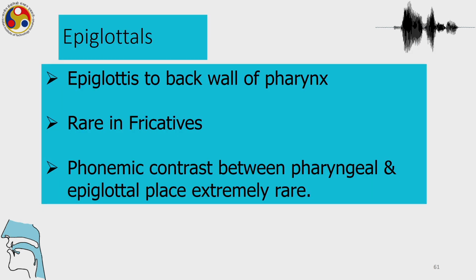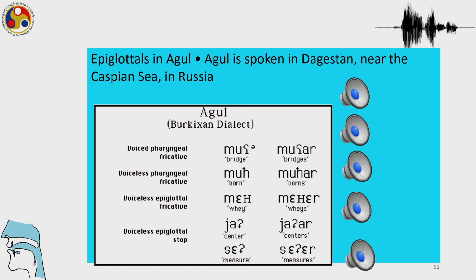Epiglottals are sounds produced towards the back of the mouth, where the epiglottis makes a constriction to the back wall of the pharynx. These are called epiglottals, and they're rarely found in fricatives. What is often not found is a contrast between a pharyngeal and an epiglottal.